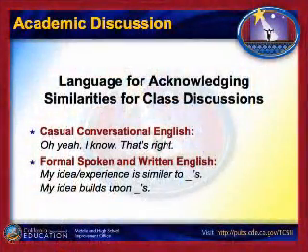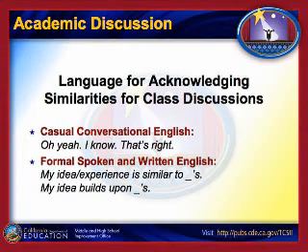So one critical communicative language function to infuse day 1 with structured interaction is how to acknowledge similarities, so that students are listening as you debrief ideas and listening to see if someone else shared an idea that is essentially what you wanted to share. So I tell them it's not appropriate to say, so-and-so took my idea. Instead, to point out in casual conversation, we might say, oh yeah, I know, or that's right. But in a more formal academic discussion or in writing, we're going to say, my idea is similar to, for example, Jeffrey's, and then to say your whole statement.